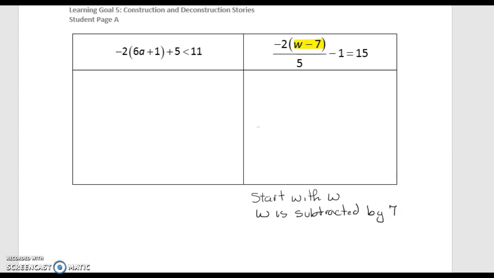Now the next thing we see is this quantity is being multiplied by the -2. So subtraction is the difference, and the difference is multiplied by 2, and then this product is going to be divided by the 5.